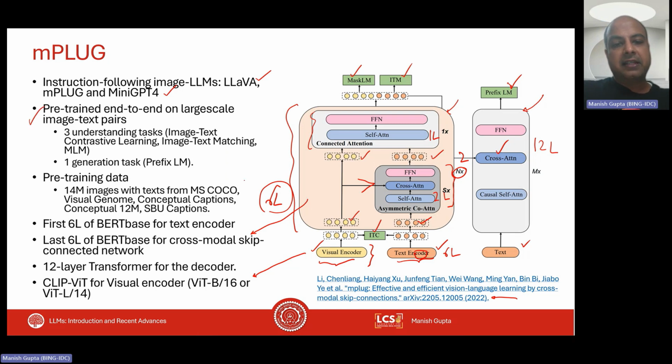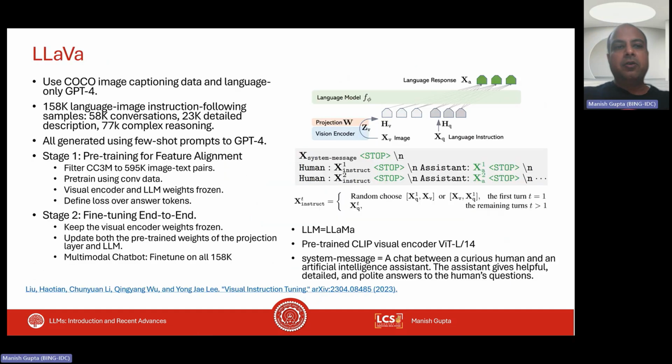Now, the last thing that is left is pre-training data. They pre-train using 14 million images and text from MS COCO, the image text pairs, Visual Genome, Conceptual Captions 12 million, and SBU Captions. So these are the standard datasets which have been used to pre-train other multimodal generative models as well. Okay, so that's mPLUG. Now let's talk about LLaVA.